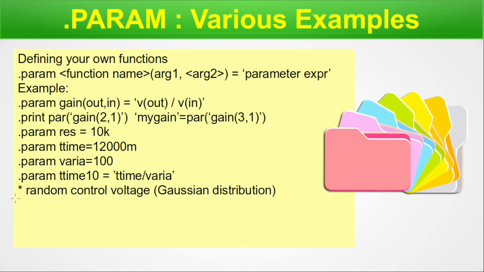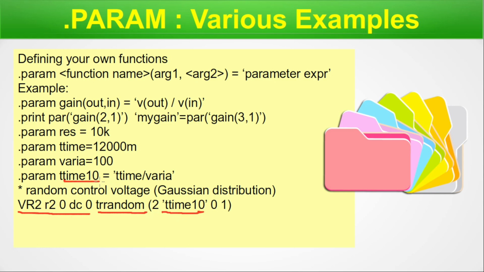Next, we can use it for random control of voltage, Gaussian distribution. This is a randomization. Here you can see our DC voltage is defined, and we are using a predefined function, that is T random, and here we are using T time 10. This T time 10 is getting used here to generate a random voltage value.